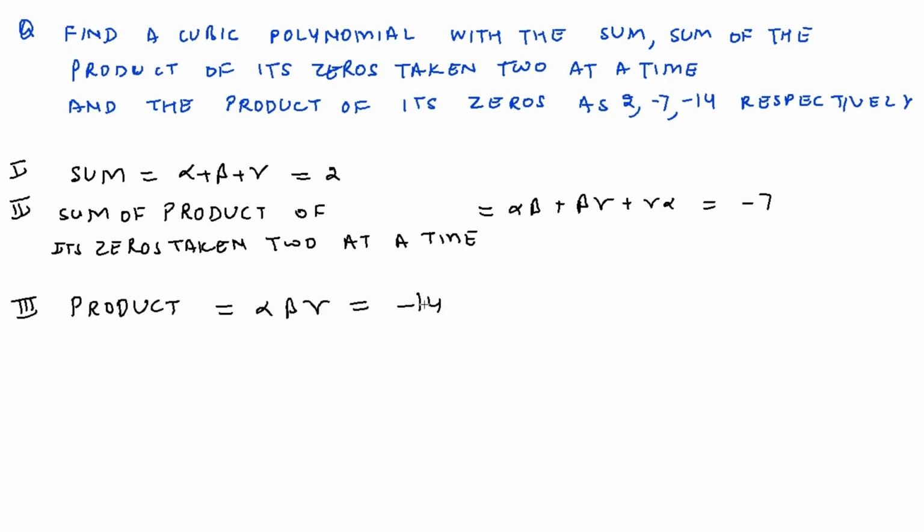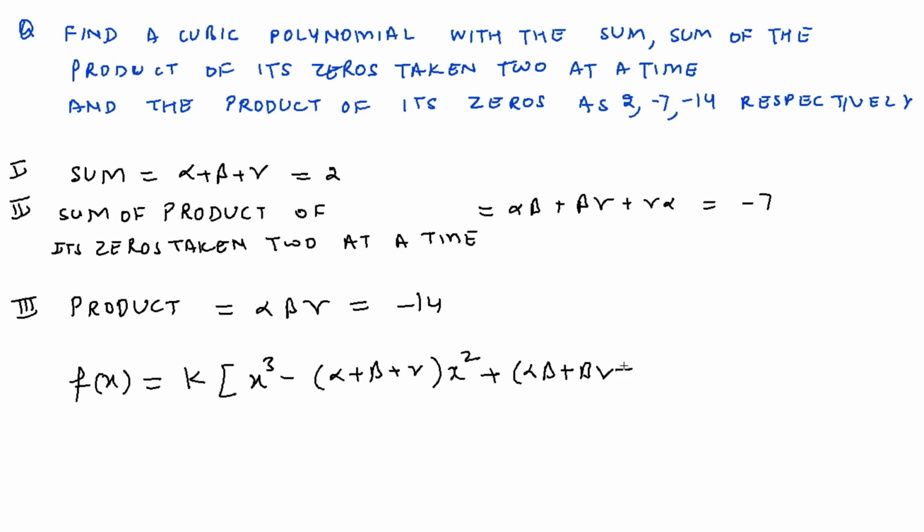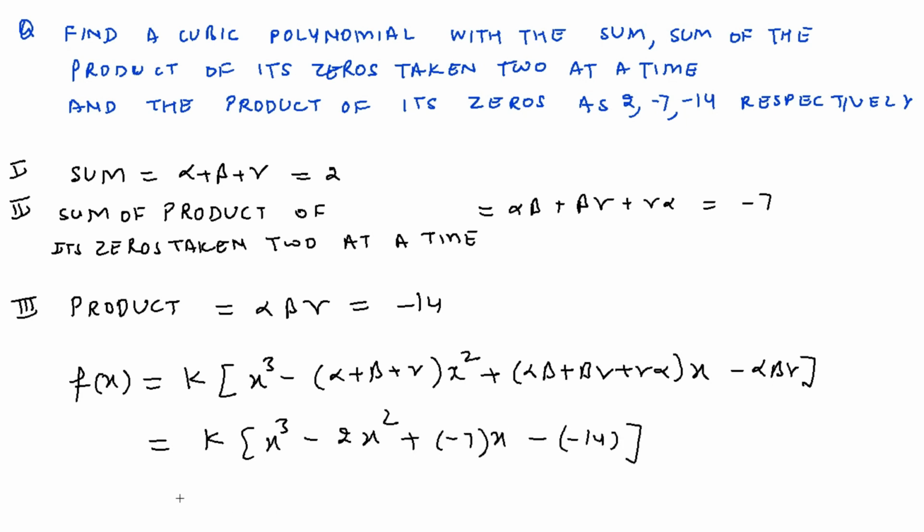So I am to write a cubic polynomial. Write the formula for a cubic polynomial, which is f(x) is equal to k times x cube minus (alpha plus beta plus gamma) x square plus (alpha beta plus beta gamma plus gamma alpha) x minus alpha beta gamma. Just substitute the values. You'll have k times x cube minus 2x square plus minus 7x minus minus 14. So you will have the cubic polynomial k times x cube minus 2x square minus 7x plus 14.